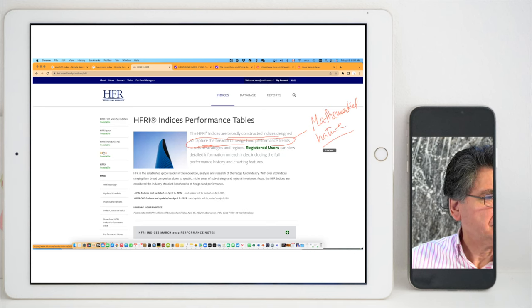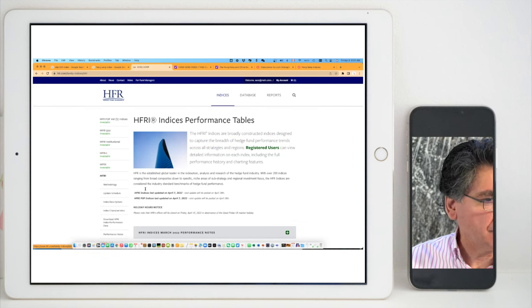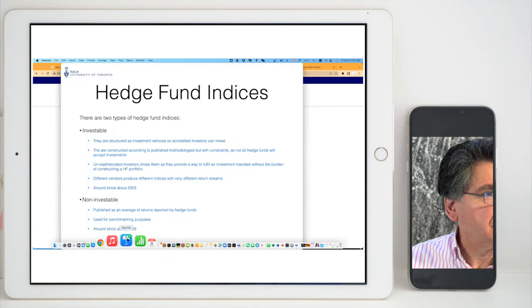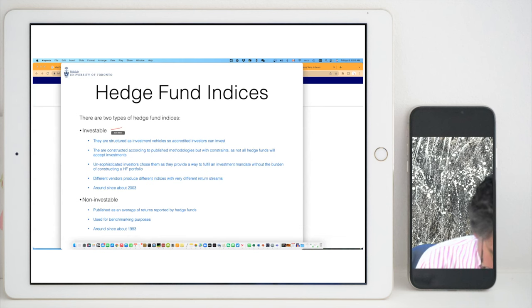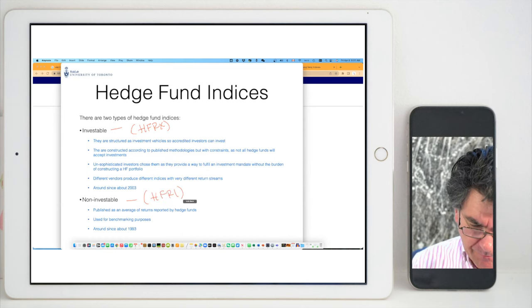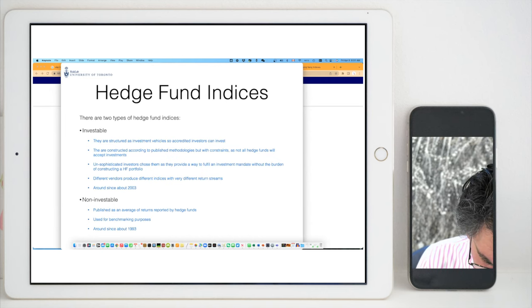All right? These are not investable. Others are, but these are not. And we're going to see the difference between those very soon. Okay, so let me go back to there. All right. So the investable are what is called, for example, the HFRX, and the non-investable is, for example, the HFRI. All right. So the investable has a structure that is an investment vehicle, typically a fund.